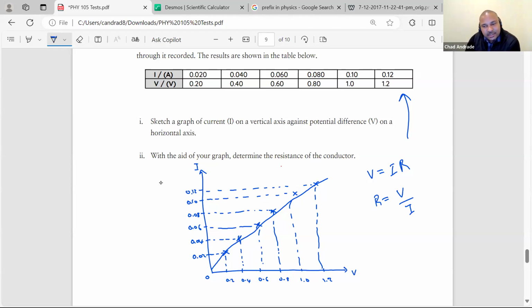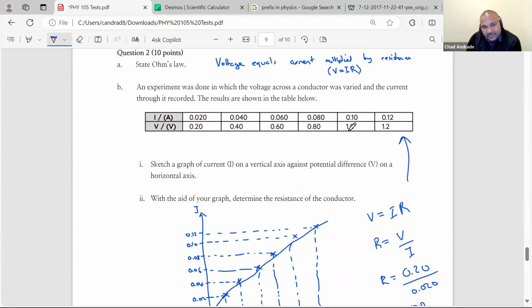I'm not sure if you guys see it, and it happens for all of the values. If I look at the first one, 0.20 was the voltage, and the current was 0.020. And that means R has a value of 10 ohms. And that happens for every single one of them. So this is what you do for this kind of question.